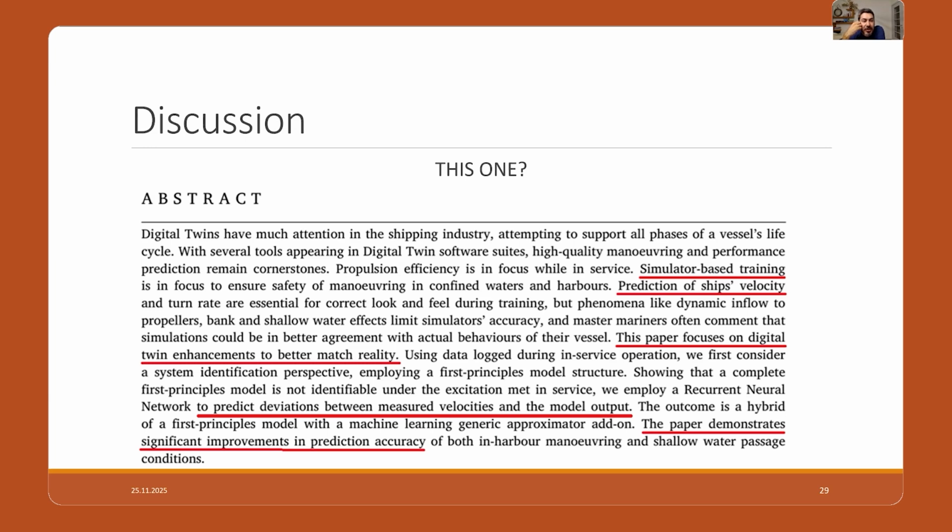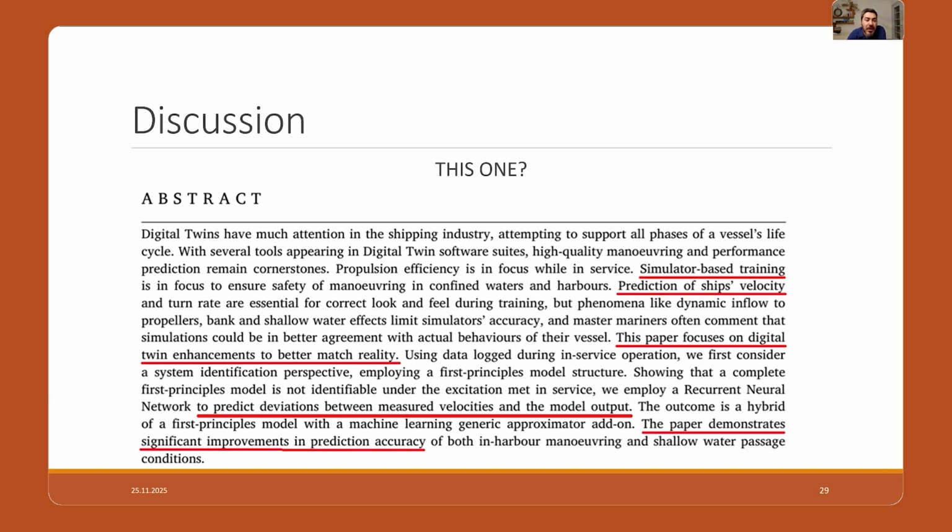Prediction of ship's velocity and turn rate are essential for correct look and feel during training, but phenomena like dynamic inflow to propellers, bank and shallow water effects limit simulators' accuracy. And master mariners often comment that simulations could be in better agreement with actual behaviors of their vessel. This paper focuses on digital twin enhancements to better match reality.